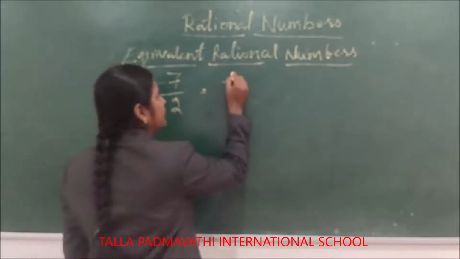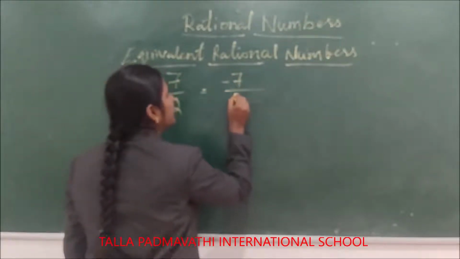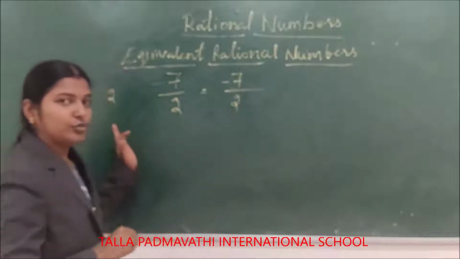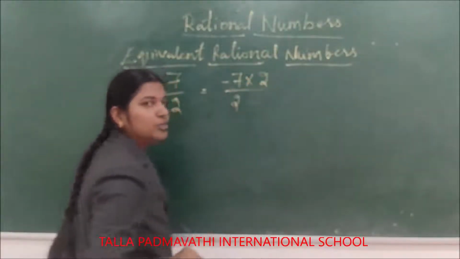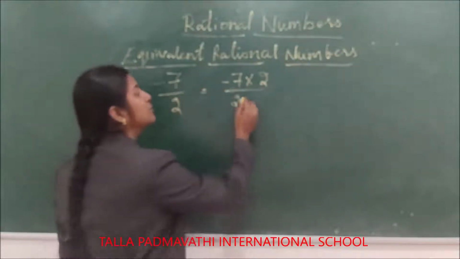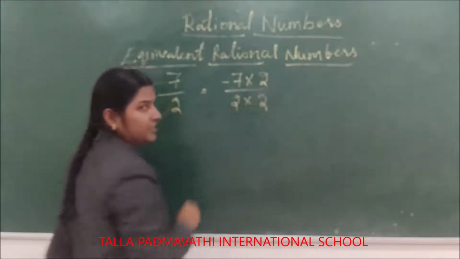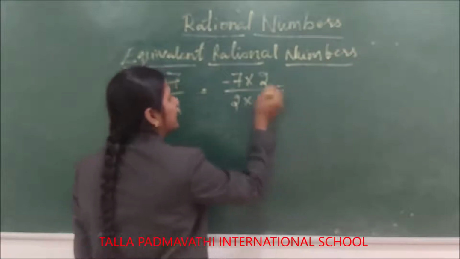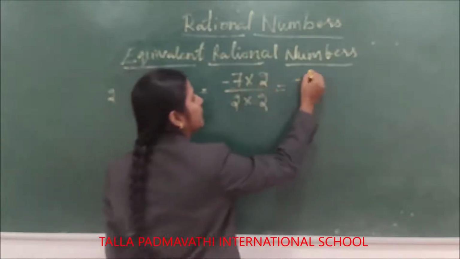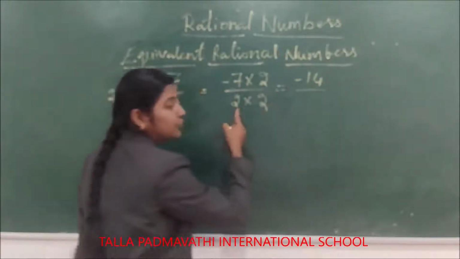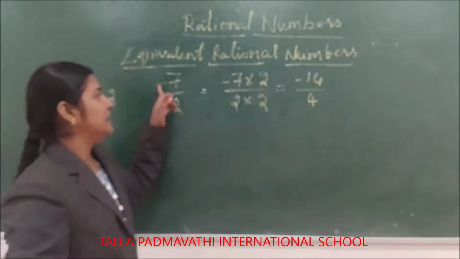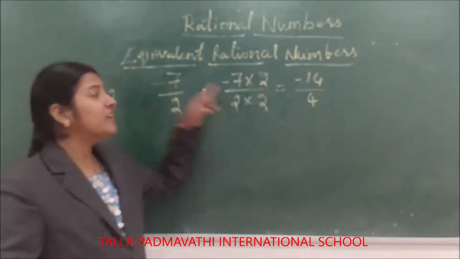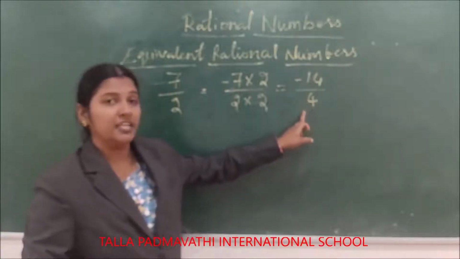So just take the numerator and denominator, and as you have 2 here, you need to multiply the 2 to the numerator and also to the denominator. Now just multiply them. Minus 7 into 2 is what? Minus 14 by 2 into 2 is 4. So children, here you can say that minus 7 by 2 is equivalent to minus 14 by 4.